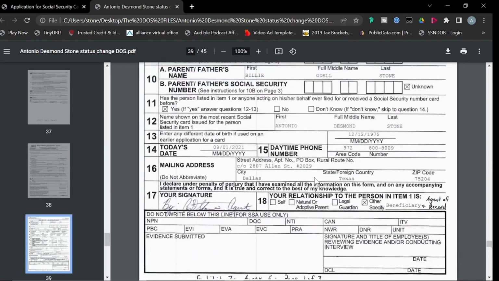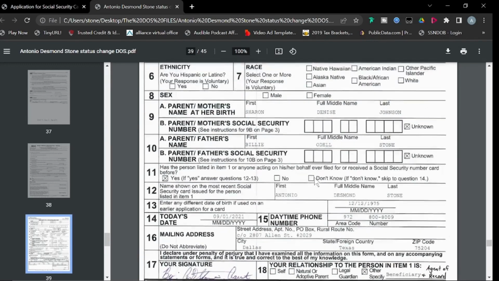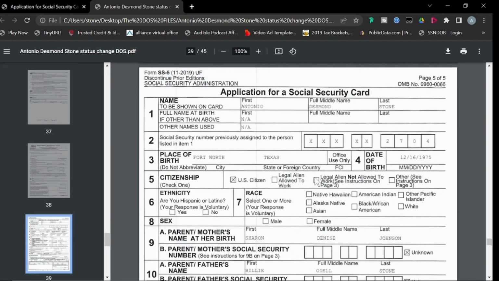Okay. So I'm going to get off here, people. I just wanted to give you a spiel on the SS-5 and how it's done when you change your status.